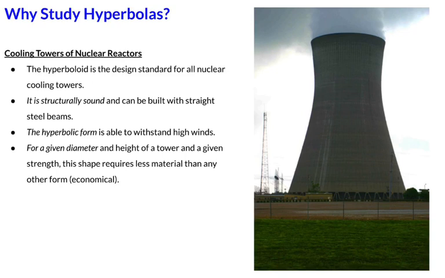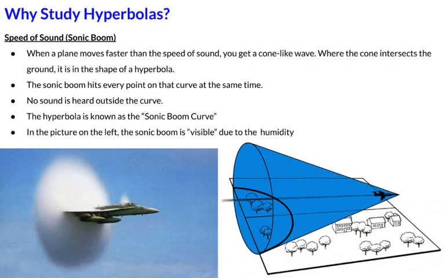The reason we use hyperboloids as the shapes for nuclear reactors a lot of times is because it's really structurally sound. When it's built like this, it can be built with straight steel beams, and they can withstand a lot of things, especially high winds. We really need our nuclear reactors to be super solid. It also is really economical. It requires less material than any other shape, given its size. So something rectangular would require slightly more materials and be a little bit more expensive to build. So it is also economical, but structurally sound is probably the most important thing given a hyperbola there.